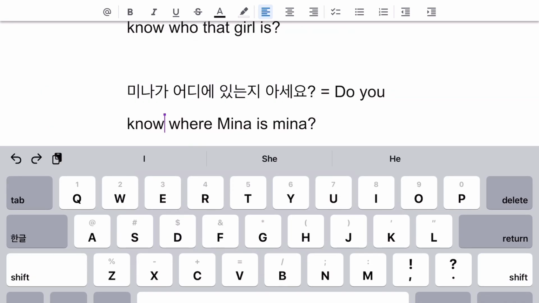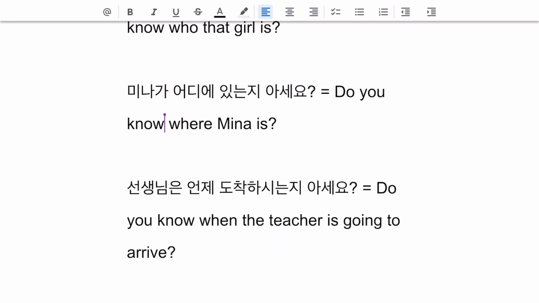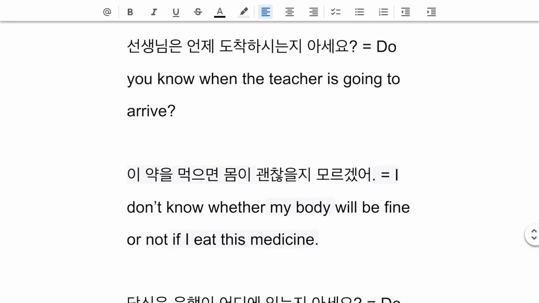Do you know where Mina is? 미나가 어디에 있는지 아세요? 알아요? Do you know where Mina is? 선생님은 언제 도착하시는지 아세요? Do you know when the teacher is going to arrive?